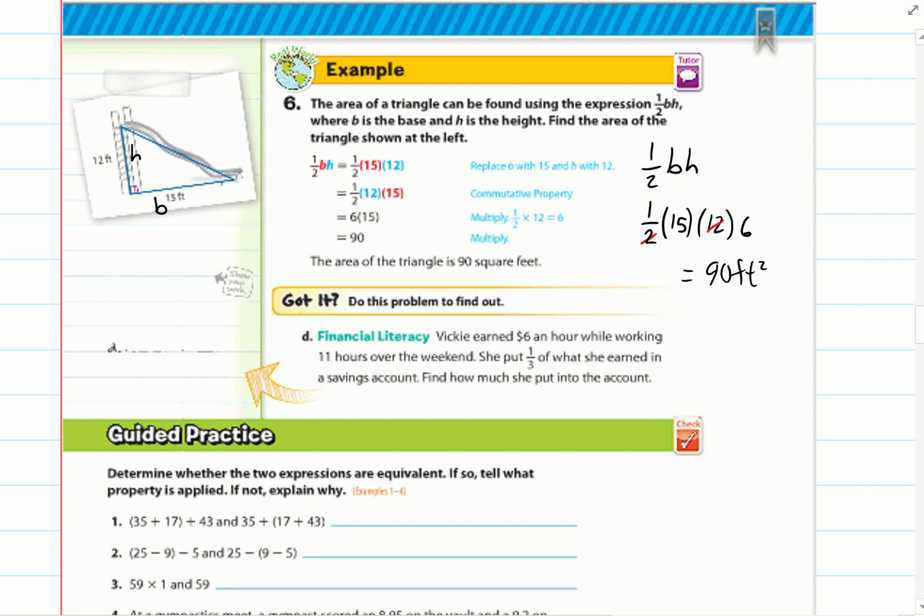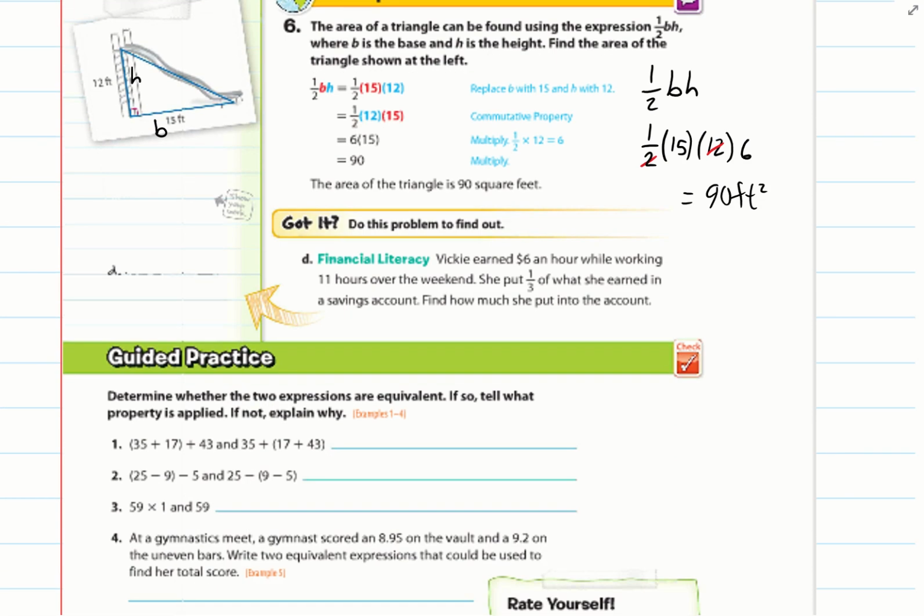Go ahead and try D. So D, it says Vicky earned $6 an hour while working 11 hours over the weekend. So if I made $6 and I did that 11 times, I'm going to be multiplying that by 11. 6 times 11. And she put 1/3 of it in her savings. So I'm going to use a shortcut I used in the previous one. My 3 cannot simplify with 11, but my 3 can simplify with 6. So 3 goes away and my 6 becomes a 2. So how much did she put in her account? She put $22.